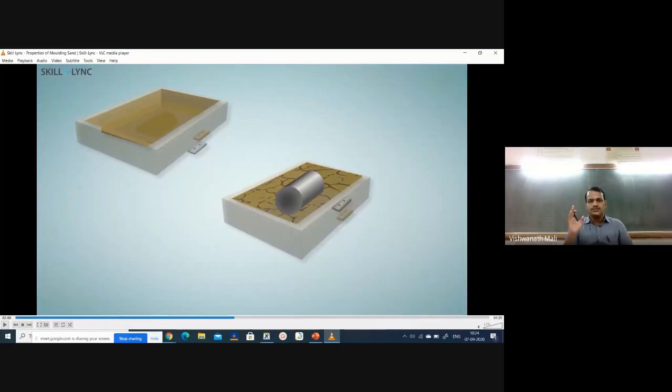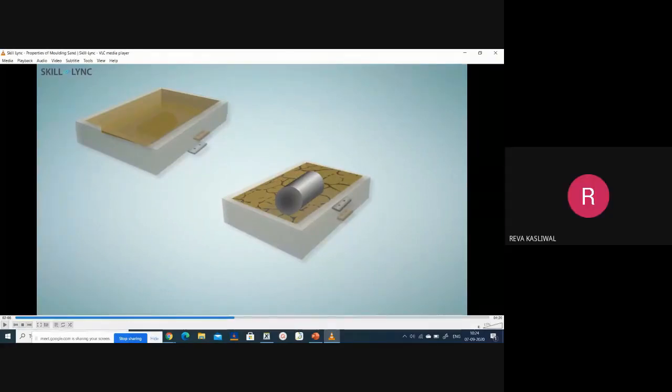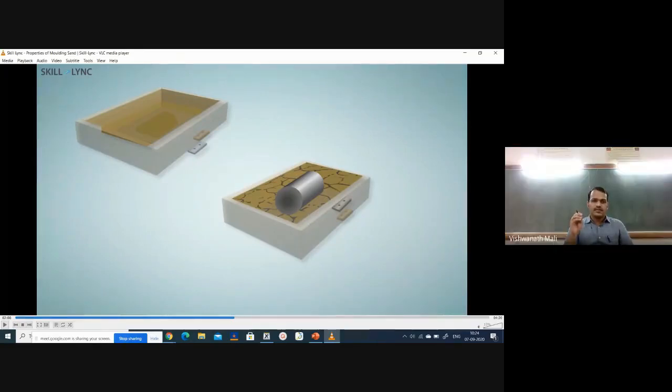Any doubt still? If you have any doubt? Sir, that means only cracking occurs, na? Melting of the mold doesn't occur, na? Yes, yes.